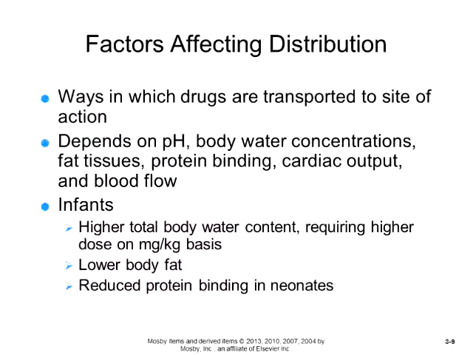Infants actually have a higher total body water content that requires higher doses on that milligram per kilogram basis. They have lower body fat, and they have reduced protein binding in neonates as well. So the significance of this is that infants really have a larger volume of distribution for water-soluble drugs because they have a higher body water concentration, and thus that's why they require that higher dose on the milligrams per kilogram basis in comparison to an older child or even an adult.